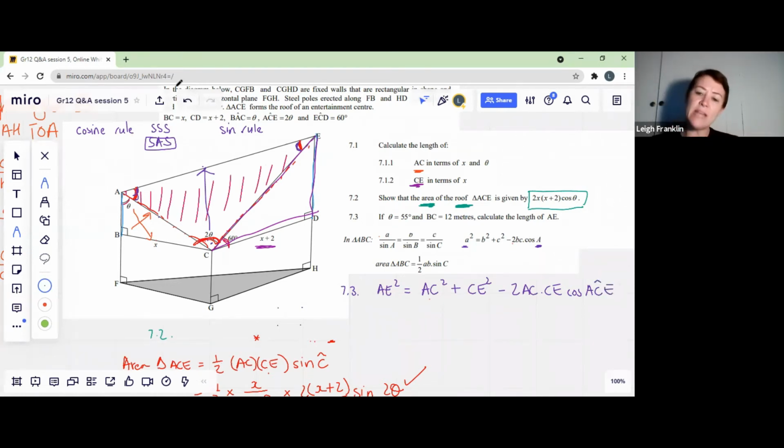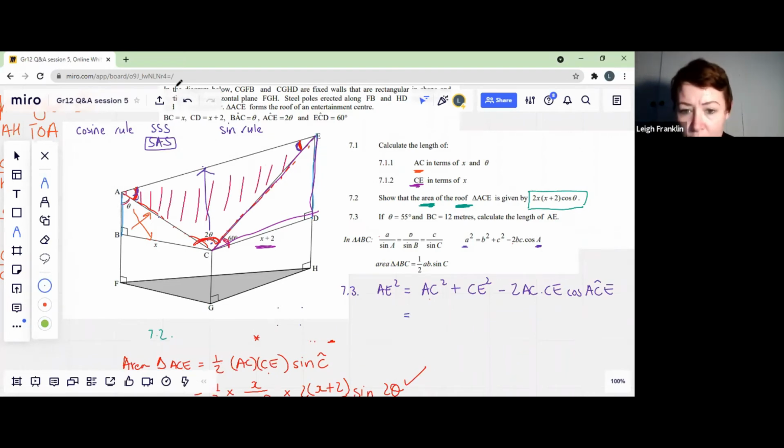So now I've adapted the cosine rule to the letters on the diagram that I've been given. My next step is to go ahead and substitute in. Don't forget, Matrix, this is AE squared. So once we get to the end, we then need to take the square root of our answer.